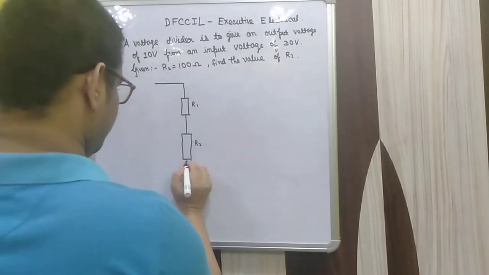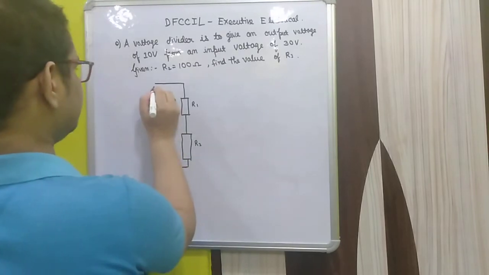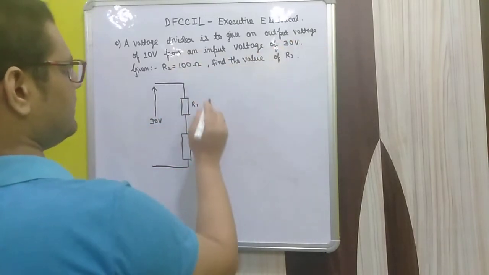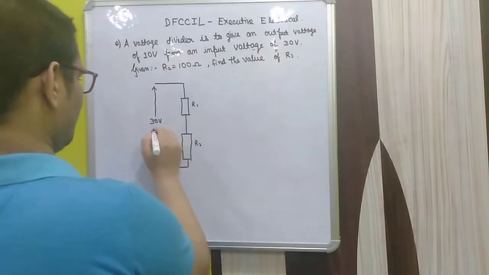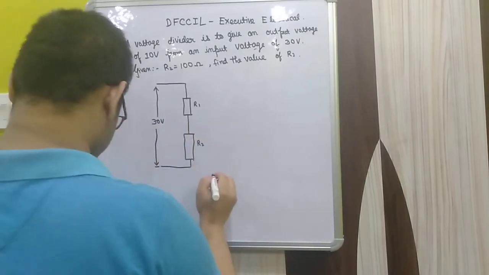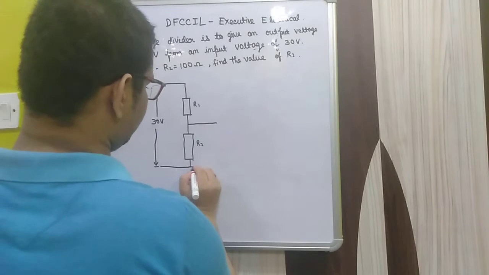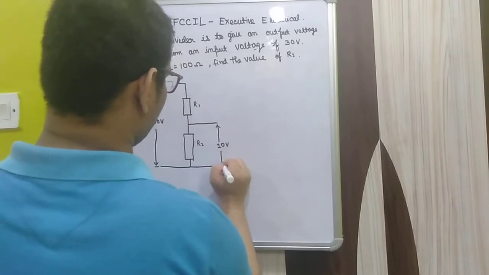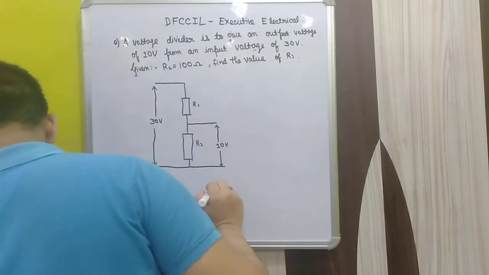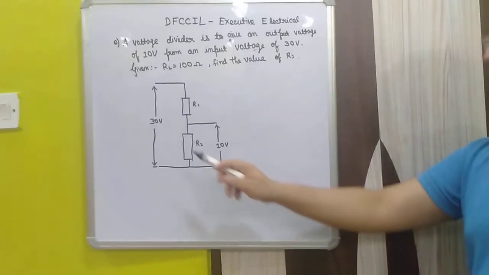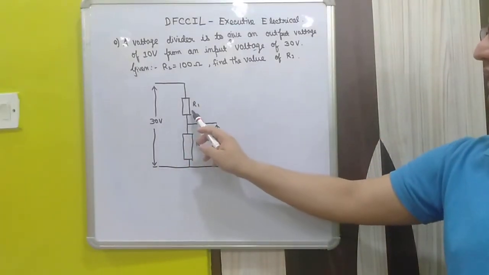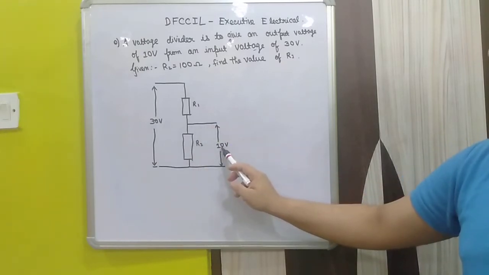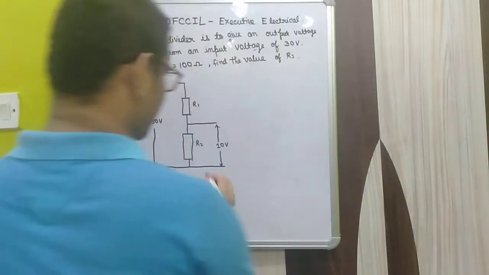Now here is the voltage source, that is the 30 volt. This is the input voltage which is given in the question. And this is the output voltage, which we can check is 10 volt. I hope it will be very easy for you to calculate this question. The input voltage is 30 volt, R2 value is given as 100 ohm, and the output voltage is 10 volt. So we have to calculate here one by one.